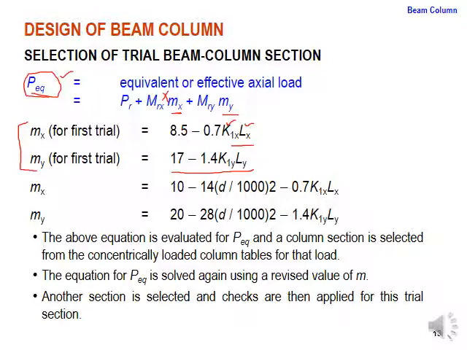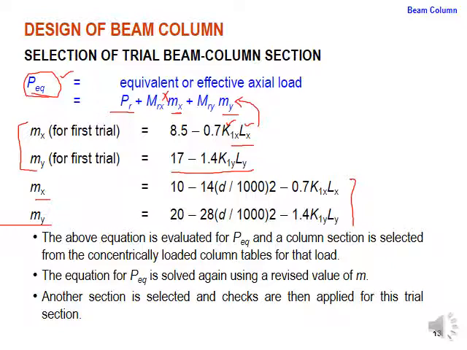Once in the first trial you get your mx and my, you can put the answers of these two equations into the P equivalent equation, and you can get your PR. And finally, you can get another trial section, okay. If your PR is the same, meaning the KL by r equivalent values come out equal, you are done. If not, then you are going to calculate your mx and my by using this set of equations, for the further trials after the first trial: second, third, fourth, fifth, and so on.